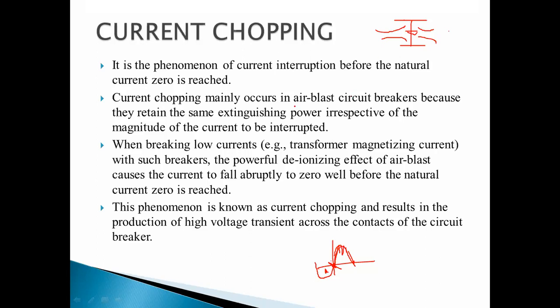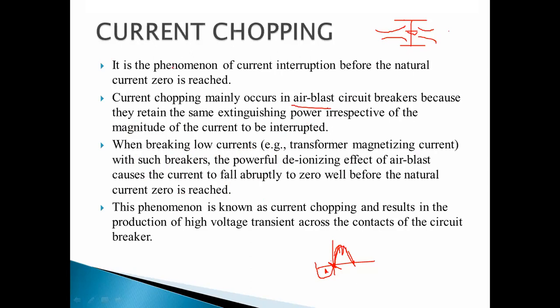So this is occurring in these air blast circuit breakers. When breaking low currents, for example transformer magnetizing current, with such breakers the powerful deionizing effect of air blast causes current to fall abruptly to 0 well before the natural current 0 is reached.